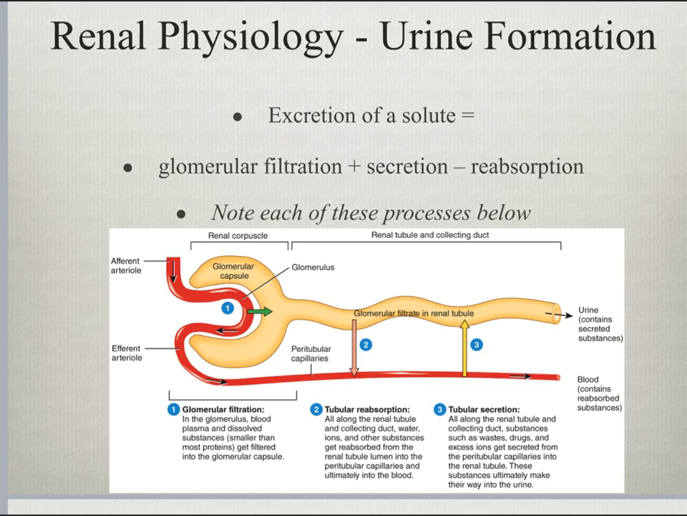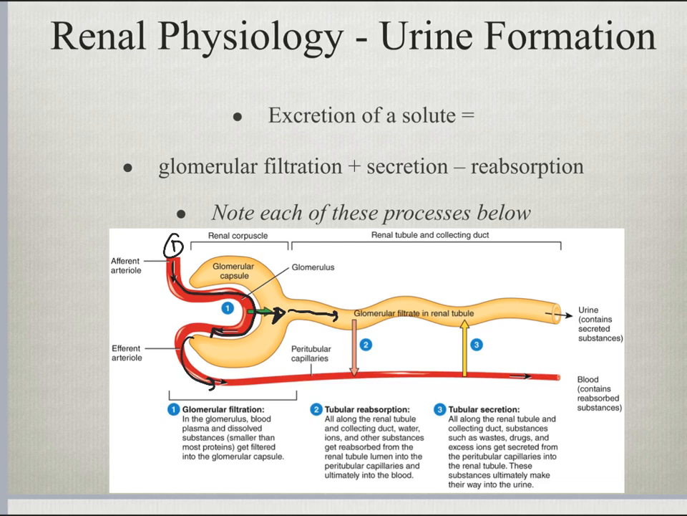How do we get that? We're going to get glomerular filtration plus secretion minus reabsorption. So look at each of these processes below. We start with number one, glomerular filtration. Blood is moving into and through that fenestrated capillary, through the glomerulus, out the efferent arteriole. What's happening here? Inside that glomerulus, blood plasma and dissolved substances, anything smaller than most proteins, sugar, some electrolytes, things like that, are going to get filtered into the glomerular capsule. And it's going to move this way.